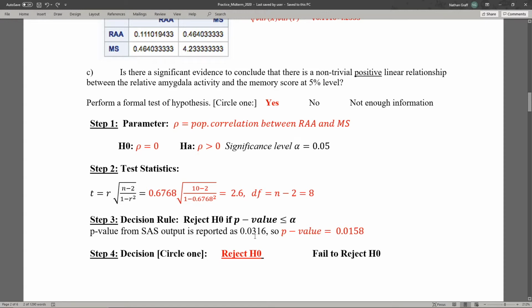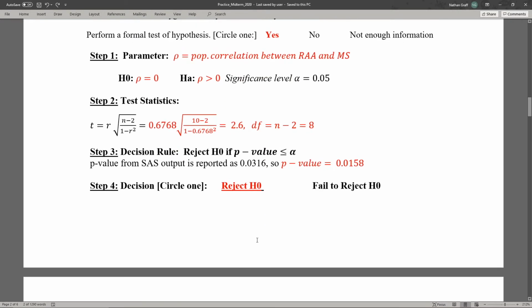0.0316, which is the combined area in both tails. So in the upper tail, we have an area of half that value. So we have a p-value in this example of 0.0158. Therefore, we can reject the null hypothesis, and since our p-value is less than our significance level, we can conclude that rho is not equal to 0, or rather that the two variables are in fact correlated.